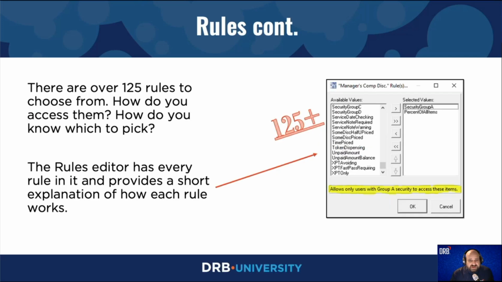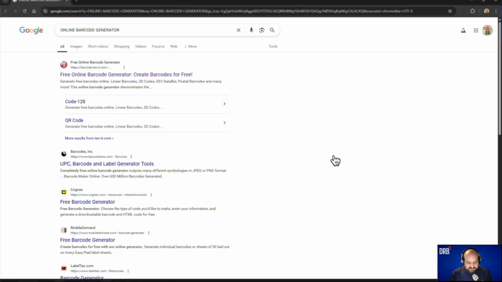There's over 125 rules. It would take the rest of the week and all the time in the week for me to go through each one of those and what they do. But a quick tip for you is when you are learning about rules, one of the things you can do is go into your configuration.